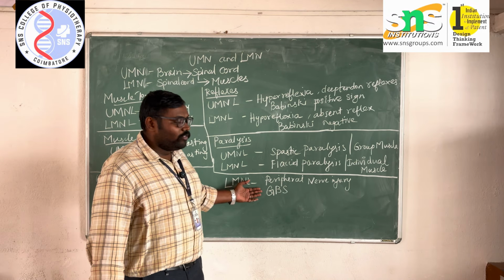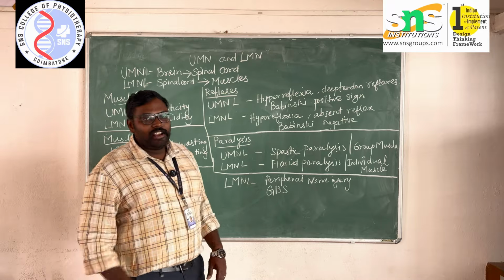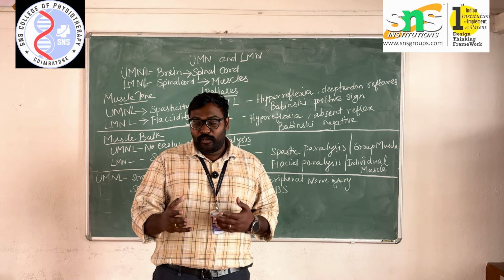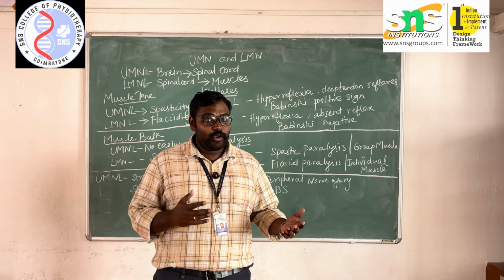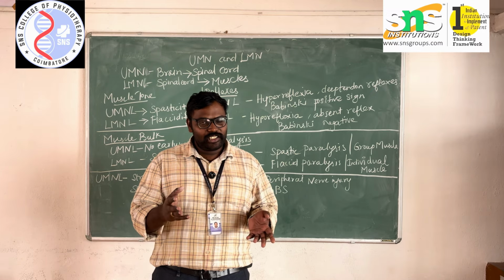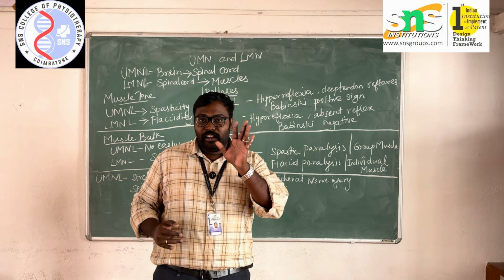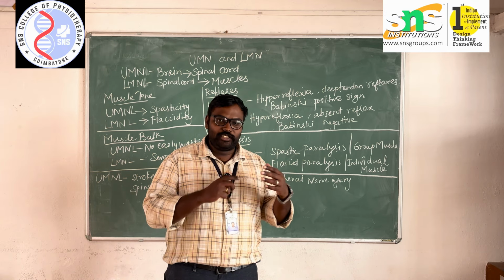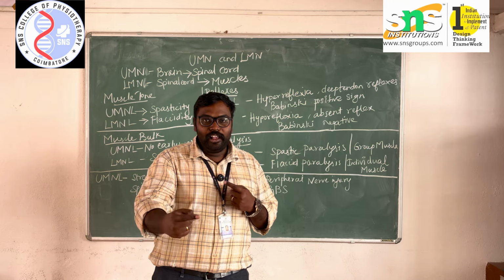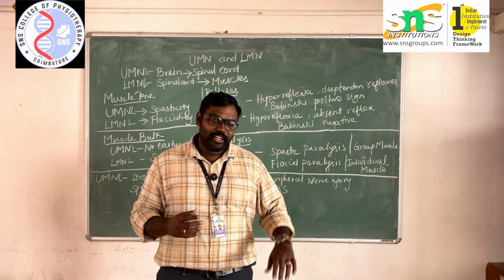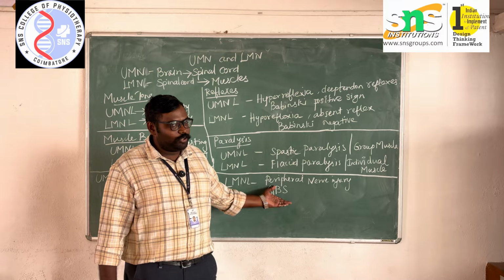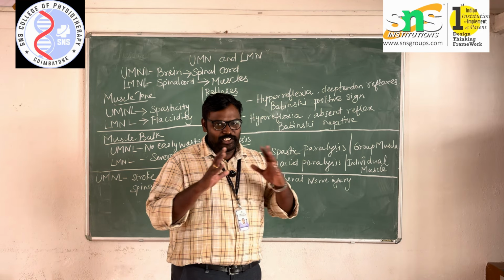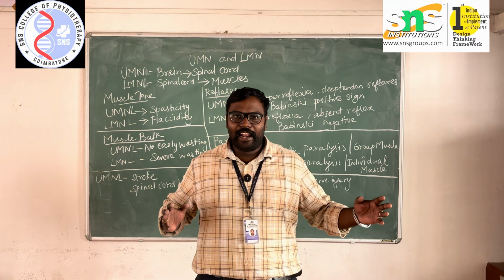Going for LMN, there will be peripheral nerve injury. For example, radial nerve injury with wrist drop, ulnar nerve injury, median nerve injury, and peroneal nerve injury leading to foot drop. These are peripheral nerve injuries, associated with peripheral neuropathy and diabetic neuropathy. In the chronic stage of diabetes, it will develop into peripheral diabetic neuropathy, and also Guillain-Barré syndrome, GBS. So with all these things we can easily differentiate UMN and LMN lesions.